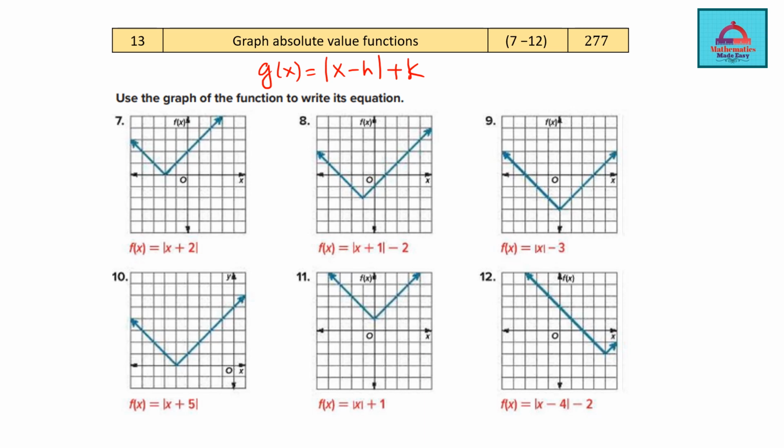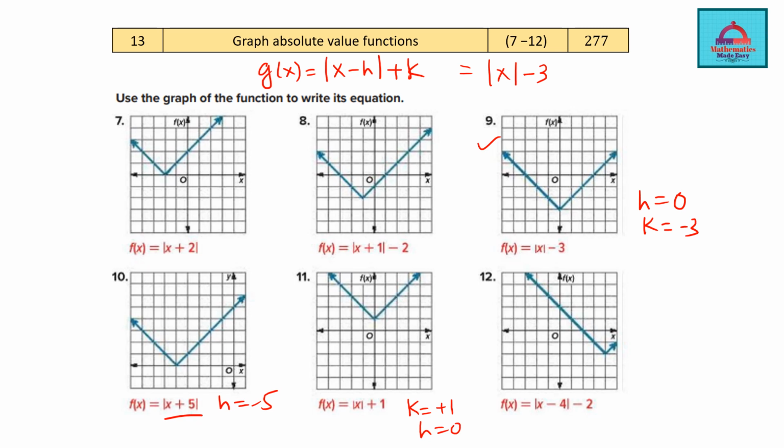So here the graph is just going down by 3 units. So h is 0, k is minus 3. So you put that value here. So what do you get? Absolute value of x minus 3. So this is the equation. Similarly here you will see 1, 2, 3, 4, 5 units left. So that means h is minus 5. So put it here in this equation, you will get x plus 5. This is 1 unit up. So k is plus 1, h is 0.